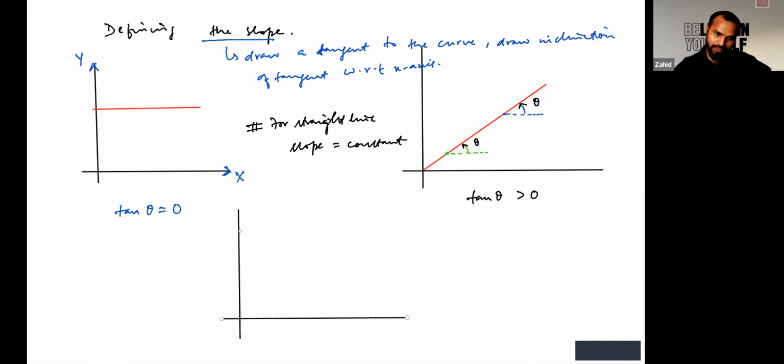Similarly, if I have drawn a line like this, this is your y-axis and this is your x-axis. What can you conclude about the slope of this particular line, whether the slope would be constant or varying? I have just explained that for a straight line, slope is always constant. Now define whether the slope is positive or negative.